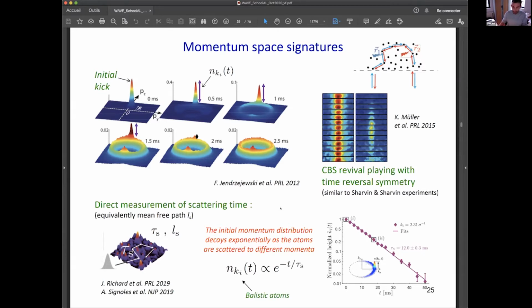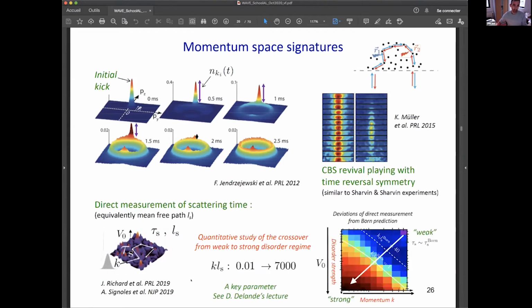This is very important because what I wanted to show you is that we can have access to the microscopic processes when the atom propagates in the disorder, and not only the macroscopic one, which is the localization length that, of course, we all want to measure. Just to give you an idea of nice things that can be done, this experiment can be done by varying the initial momentum or the amplitude of the disorder.